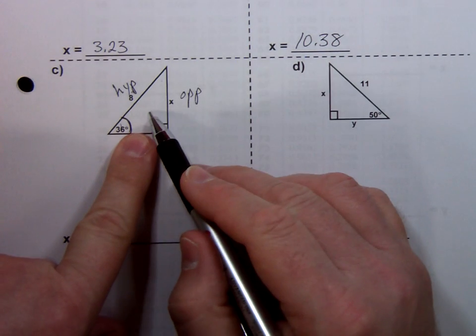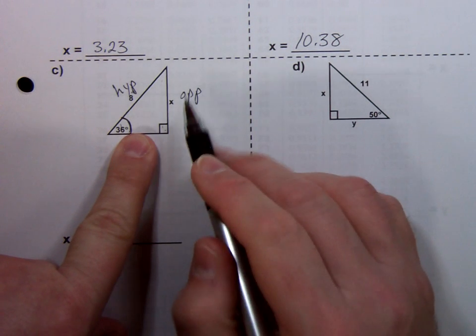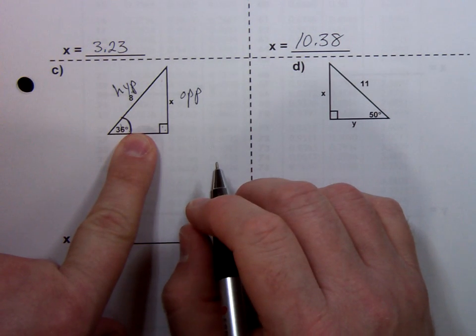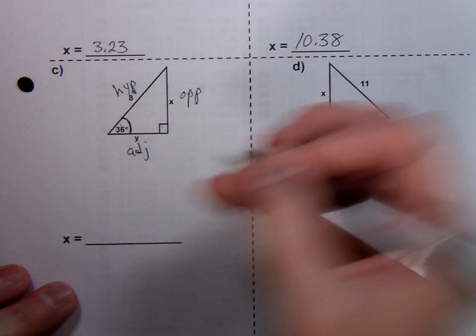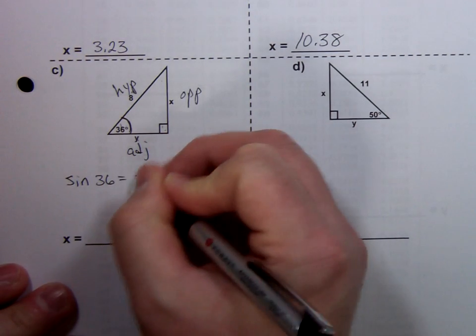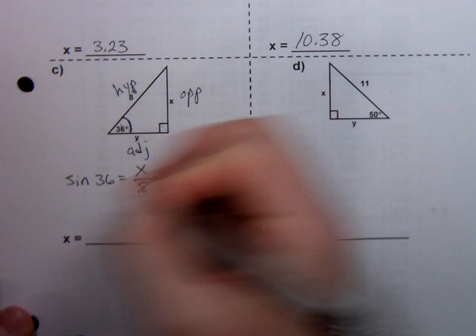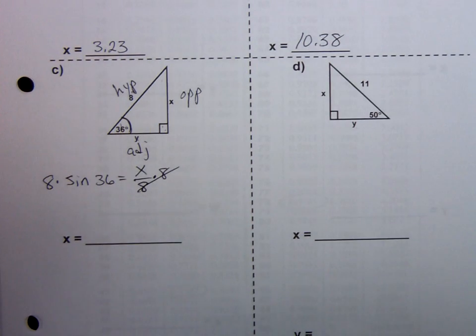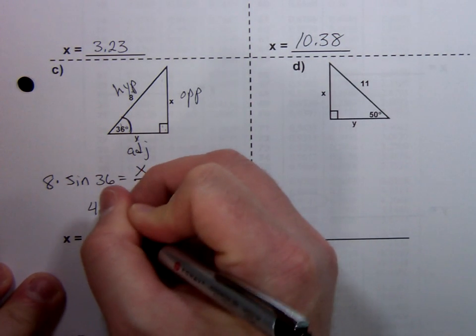I need a trig function that has opposite and hypotenuse. I have the hypotenuse. I want to find the opposite. I need the trig ratio that has those two. So if you're remembering your SOHCAHTOA, sine is opposite over hypotenuse. So to solve for x, I'm using sine. So sine of 36 is equal to the opposite over the hypotenuse. So there's the equation. And then solving for x. X is being divided by 8, so I'm going to multiply by 8. Again, if I do it on one side, I got to do it on the other side. So 8 times sine of 36, and you should get approximately 4.70.